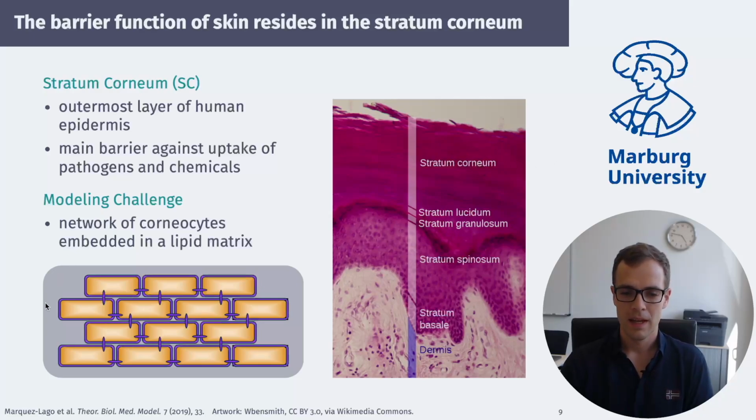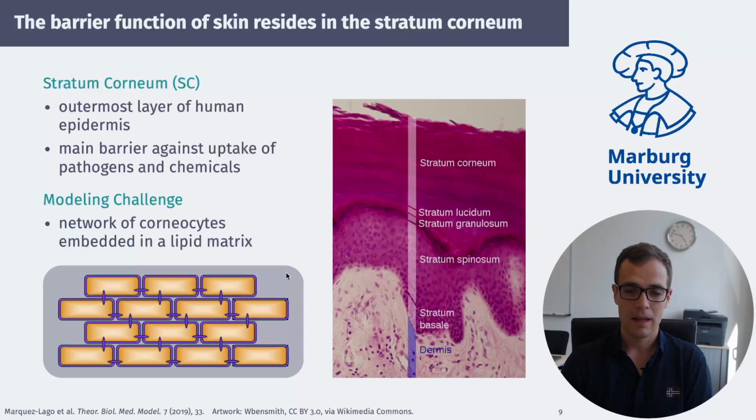Now, the view on the left-hand side is more that of a computational chemist. It's very simplified, but it is inspired by the true biological system. So what we know is that the stratum corneum is composed of various cells called corneocytes, which form a network-like structure, which reminds people of a brick wall, basically. And in between those corneocytes, there is a lipid matrix, which is then often called the mortar. So this is known as the brick and mortar model.